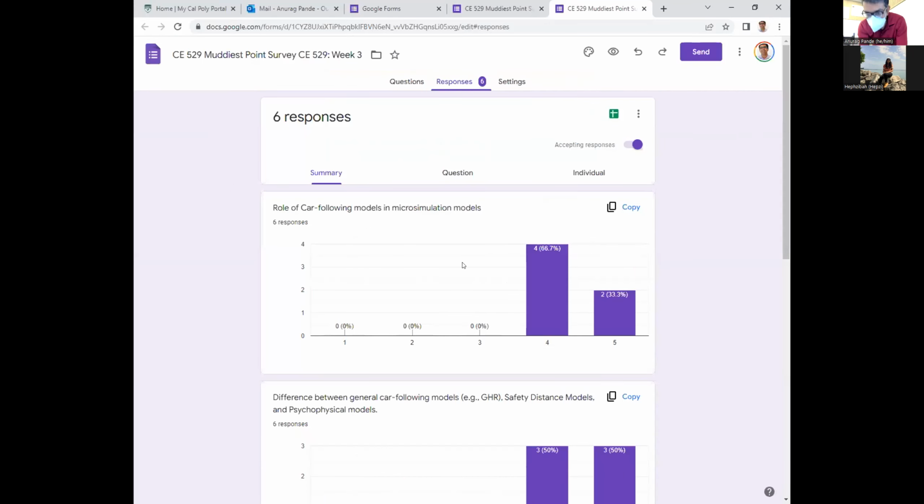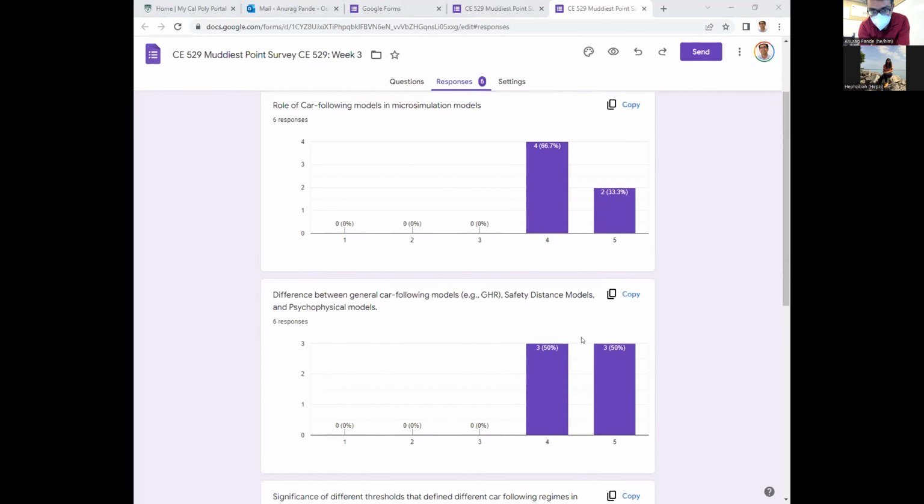All right, very good. So the first thing I want to talk about, I will start off with the latest material that we covered. It looks like you all sort of got the idea of what is the role of car following models. They determine how each vehicle is going to behave as they follow the leader.